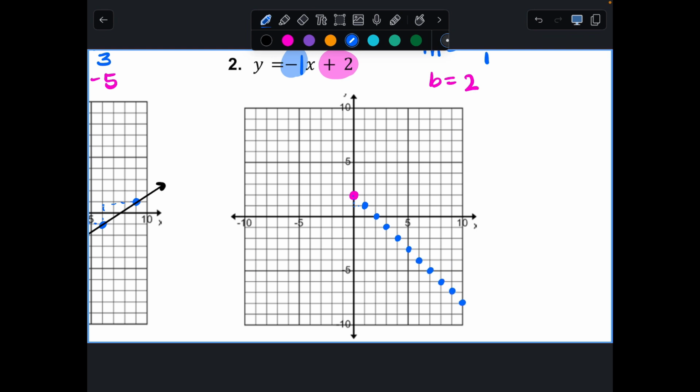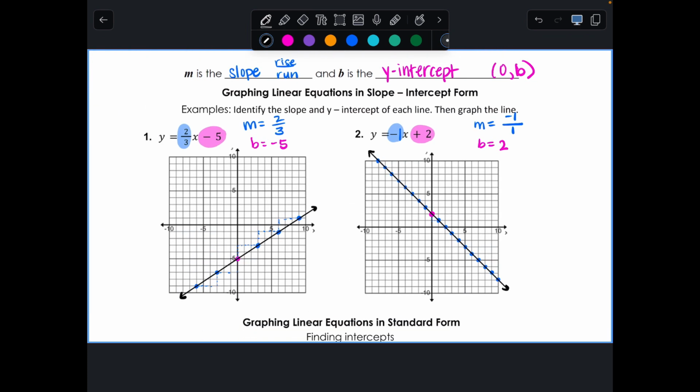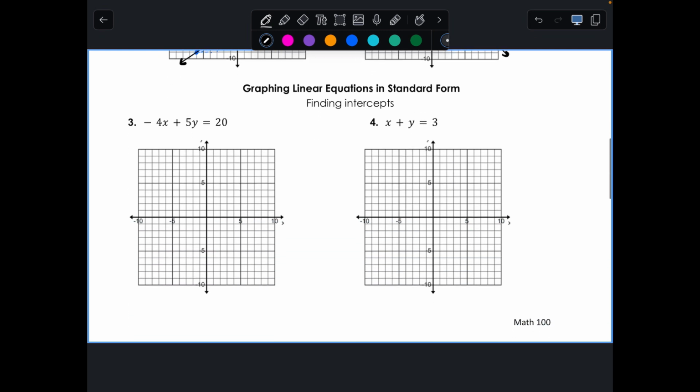You don't necessarily have to plot every point. It's personal preference. When you get to level 4, it definitely helps to plot every point, because you have to be very precise when you're solving systems. Okay, so that's levels 1 and 2 of this objective. Very easy. Let's go into standard form.